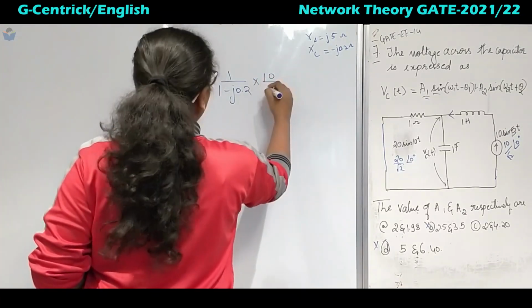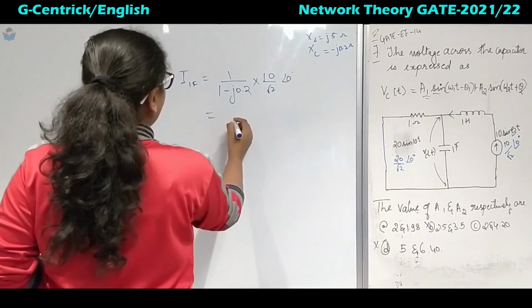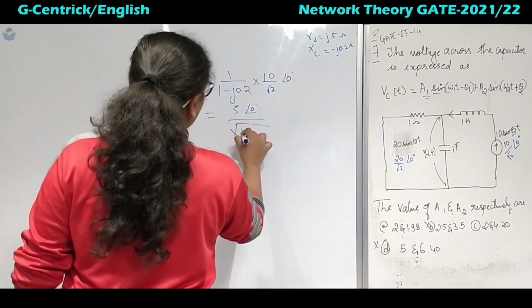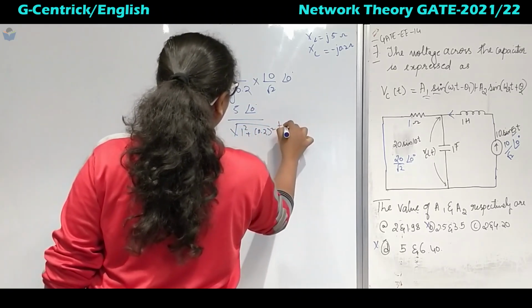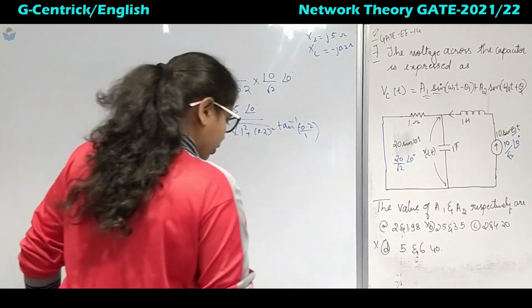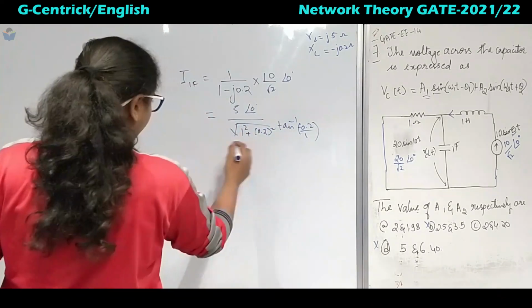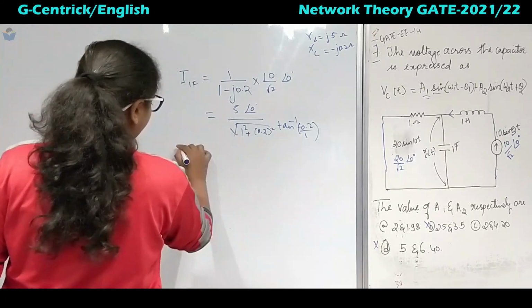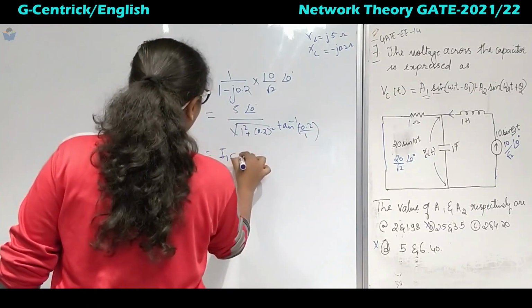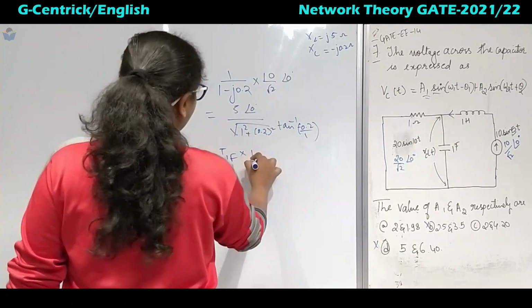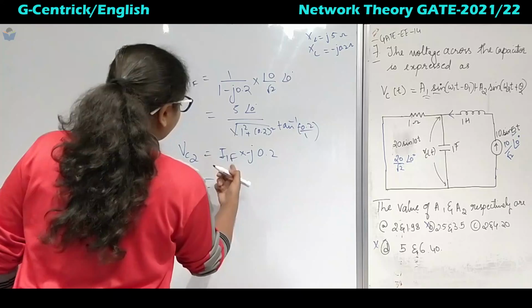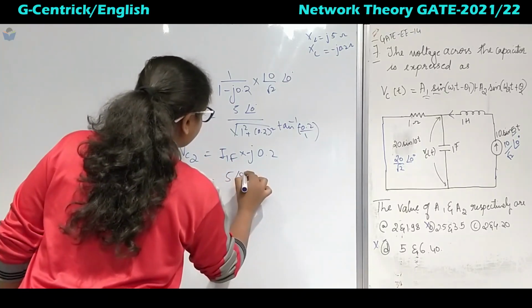Total current is 10 by root 2 angle 0 degree. So here also we will multiply and divide by root 2, and you will get 5 angle 0 degree. This is root of 1 square plus 0.2 square, tan inverse of minus 0.2 divided by 1. I will just keep this as it is, we have to calculate VC2 also. So VC2 is nothing but the 1 farad current into its ohmic value, minus j0.2. So substitute the current of the 1 farad here, you will get 5 angle 0 degree.